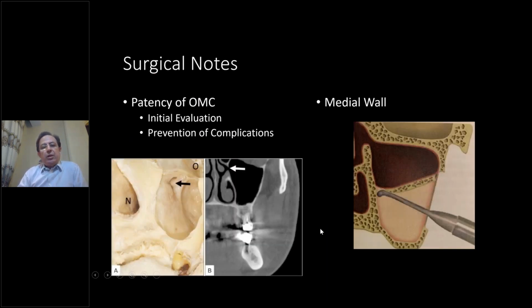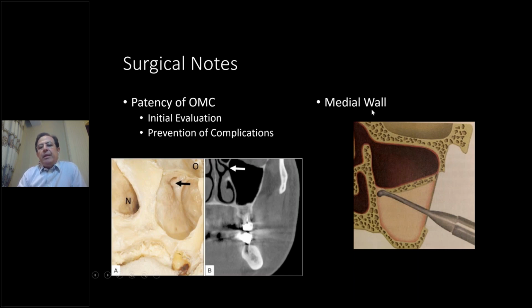What about the surgical notes from this anatomic situation? Patency of the OMC is very important in the initial evaluation of our patient for prevention of complications. Research showed that most complications after open sinus graft originate from an occluded or semi-occluded ostium. So we must pay special attention to it based on the patient history.